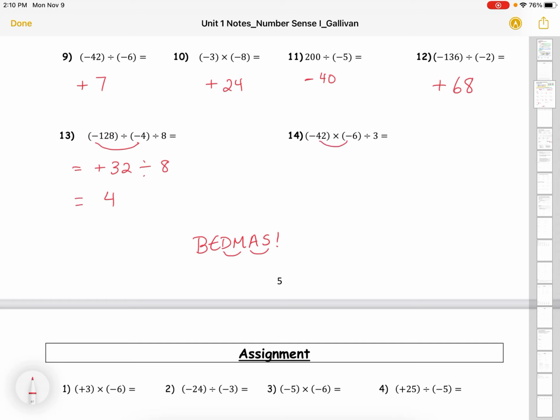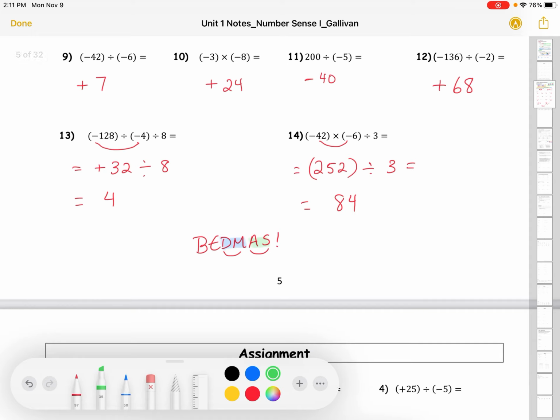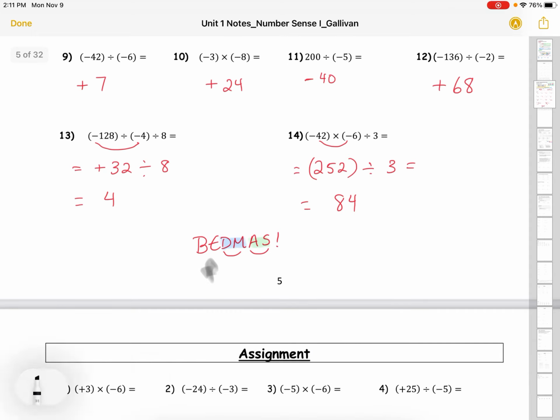Okay, here multiply and divide from left to right. So we'll do the multiplication here first. Negative 42 times negative 6 is 252, and it's positive because it's a negative and a negative, divided by 3. 252 divided by 3 equals 84. Okay, so that's an important thing to note with BEDMAS, that we divide and multiply from left to right. They're kind of like little partners.